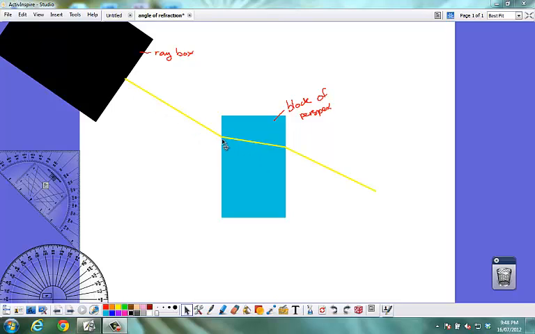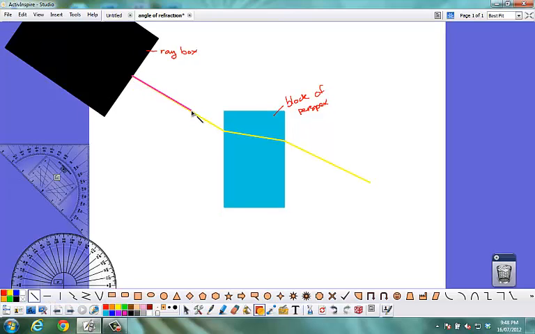The light is refracting as it enters the block of perspex, and it refracts again as it exits the block of perspex. We're only going to be measuring the angle of incidence and the angle of refraction around this point here. The first step will be to trace over the rays of light.